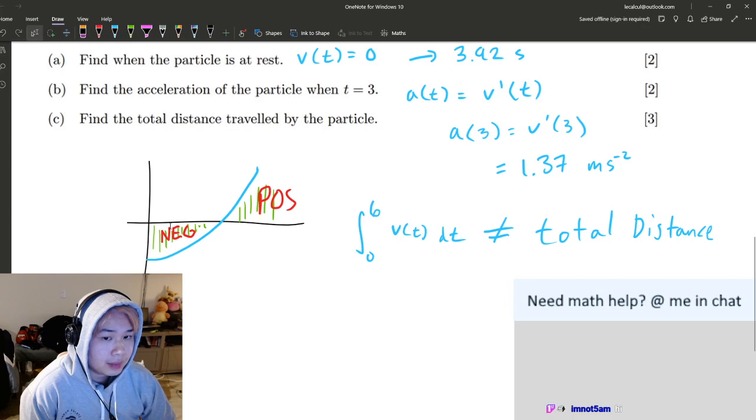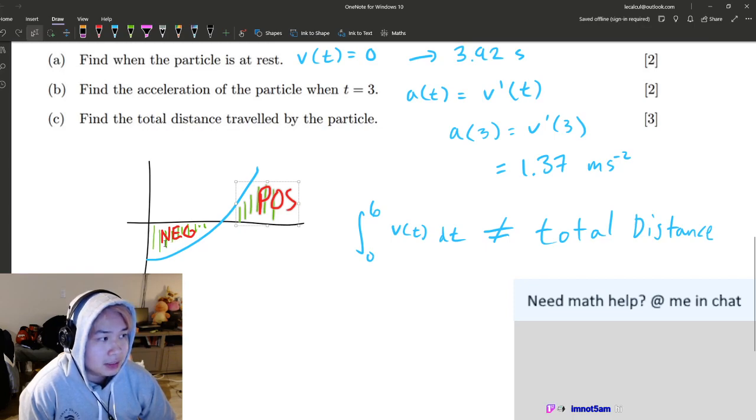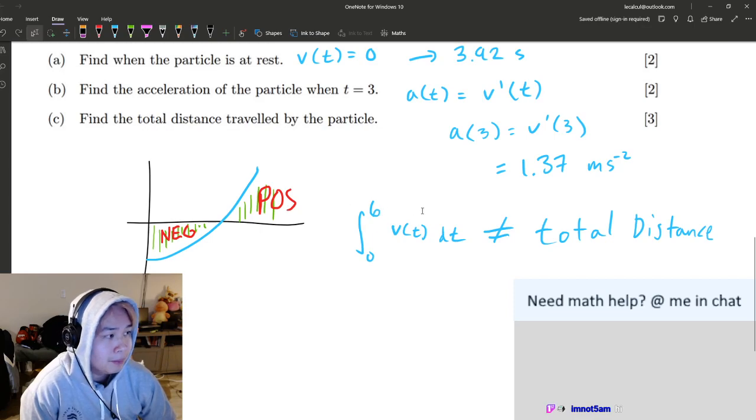So obviously you should be adding these two values together, assuming that this one you turn positive because, for example, let's say you move 3 meters to the left and then you move 3 meters to the right. Well, if you do that integral, you'll get 0 because you basically end up where you started. But that's not the total distance you traveled. You traveled a total of 6 meters. It's just 3 were to the left and 3 were to the right.